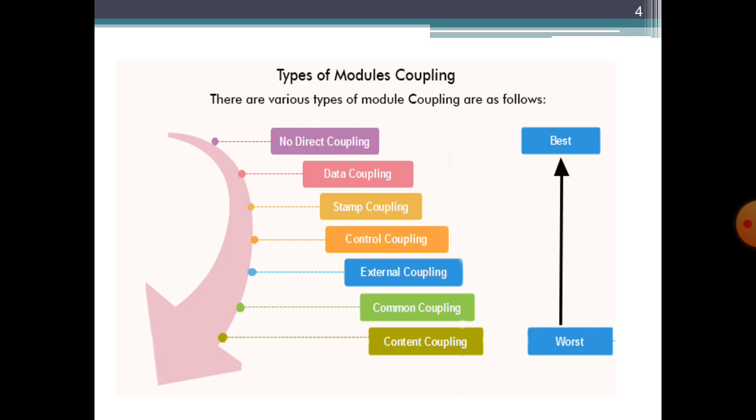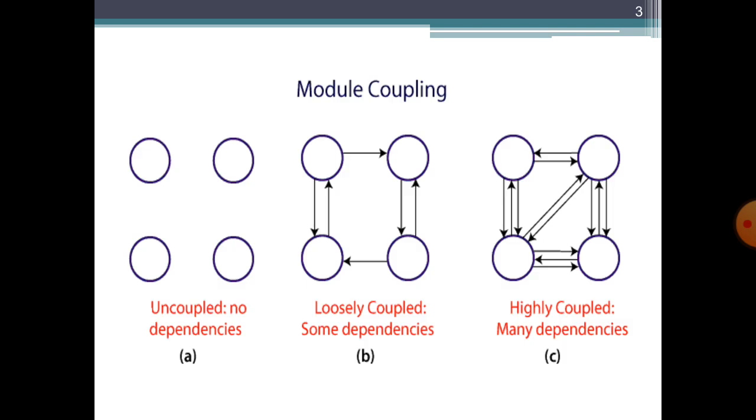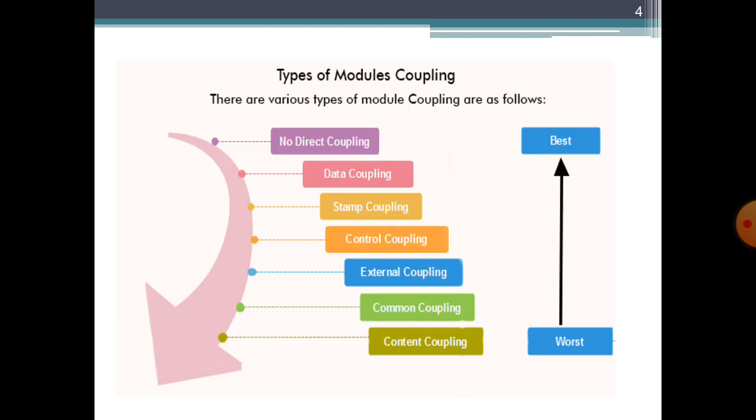What is no direct coupling? As its name tells, there is no direct coupling between any modules. As we see in this diagram, the uncoupled figure A represents no direct coupling. There is no coupling between these modules. In other words, modules can be subordinate to different modules, so there is no direct coupling. No direct coupling is the best coupling, where we have zero or minimized coupling, and it is the best coupling you should achieve in your design.